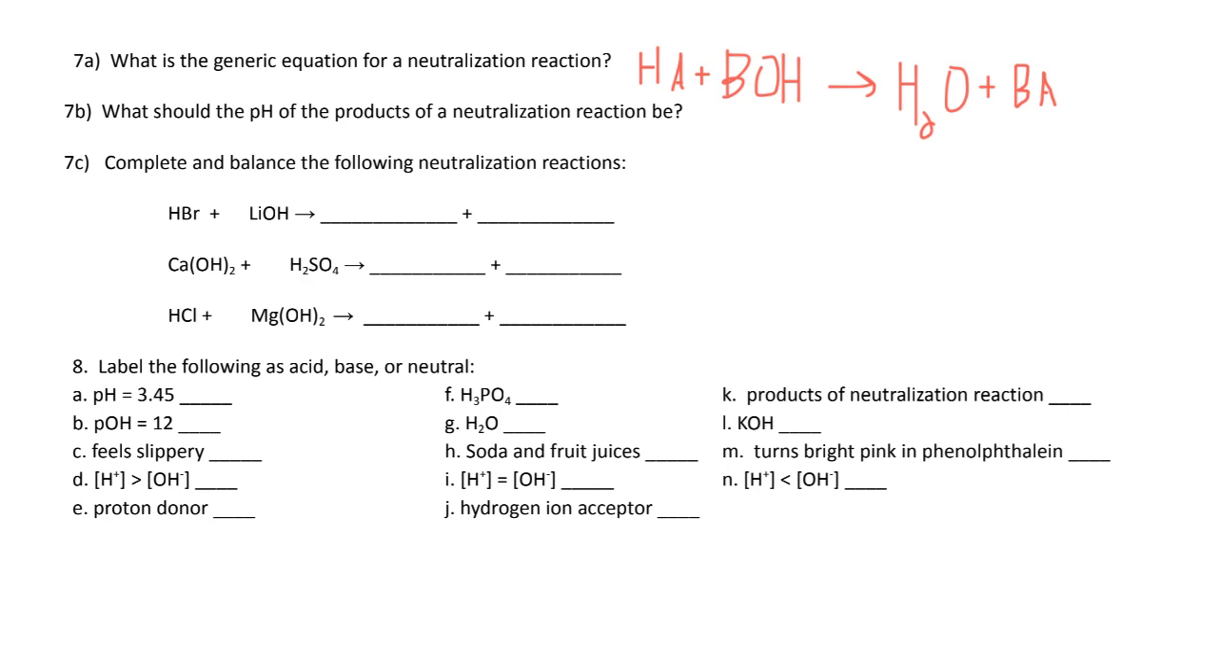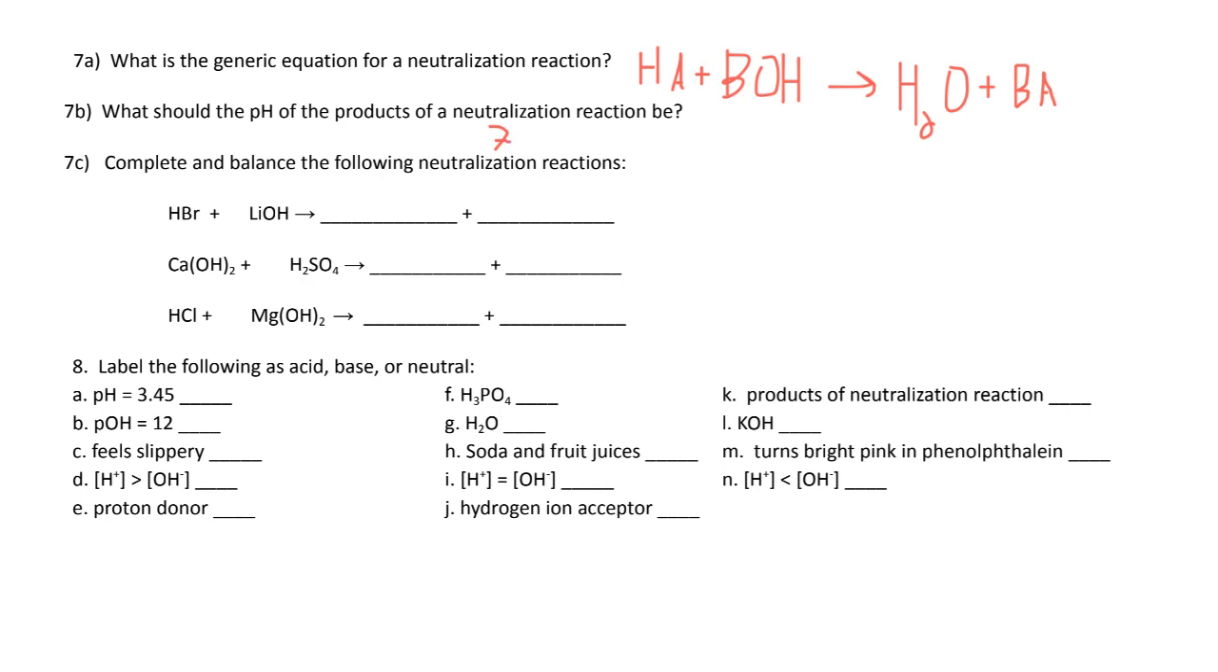All right, so this could be hydrochloric acid plus sodium hydroxide. We would make water plus sodium chloride, NaCl. The pH of the products of the neutralization reaction, well, it was neutralized. So if it was a strong acid with a strong base, it would be 7.